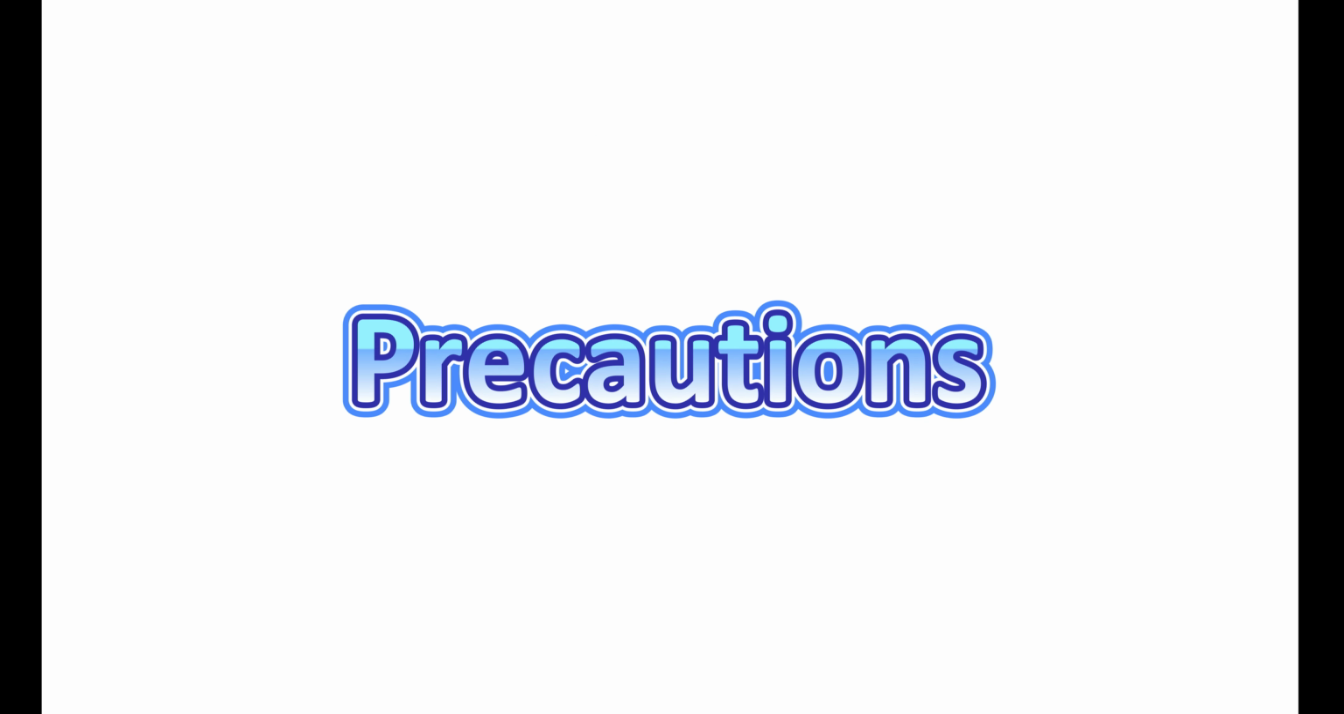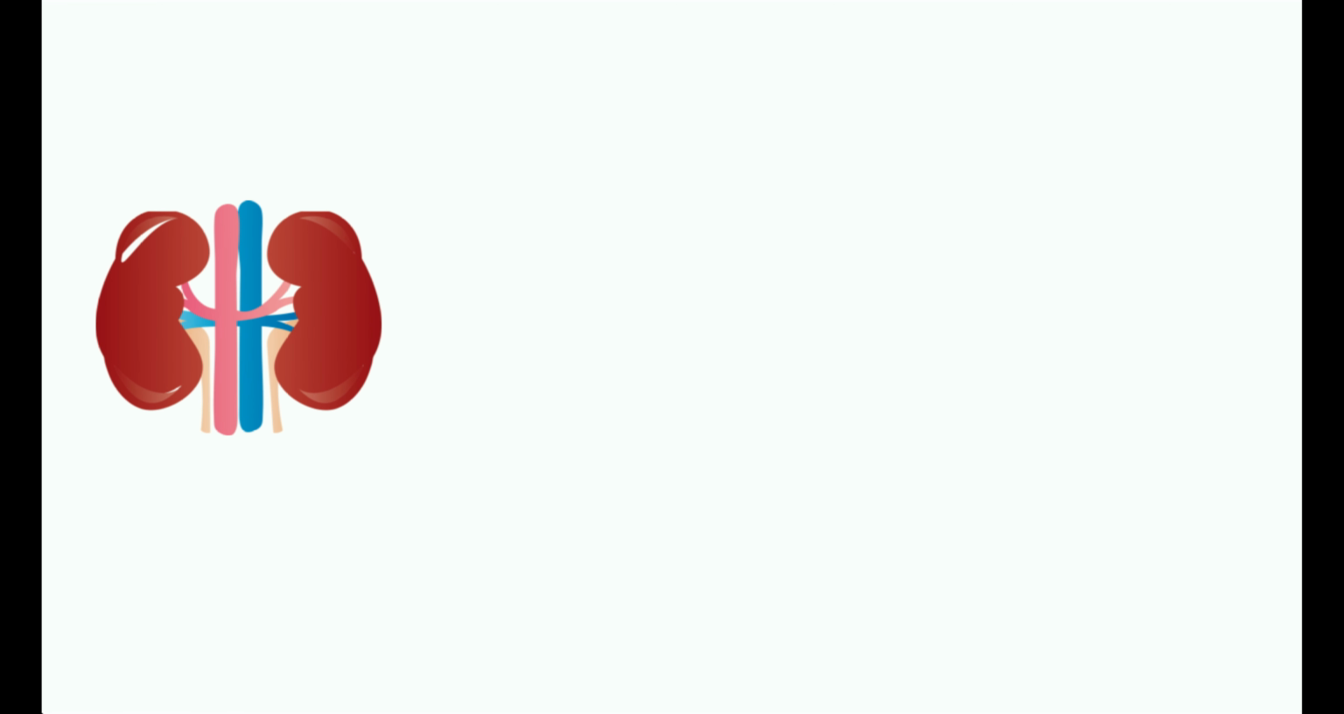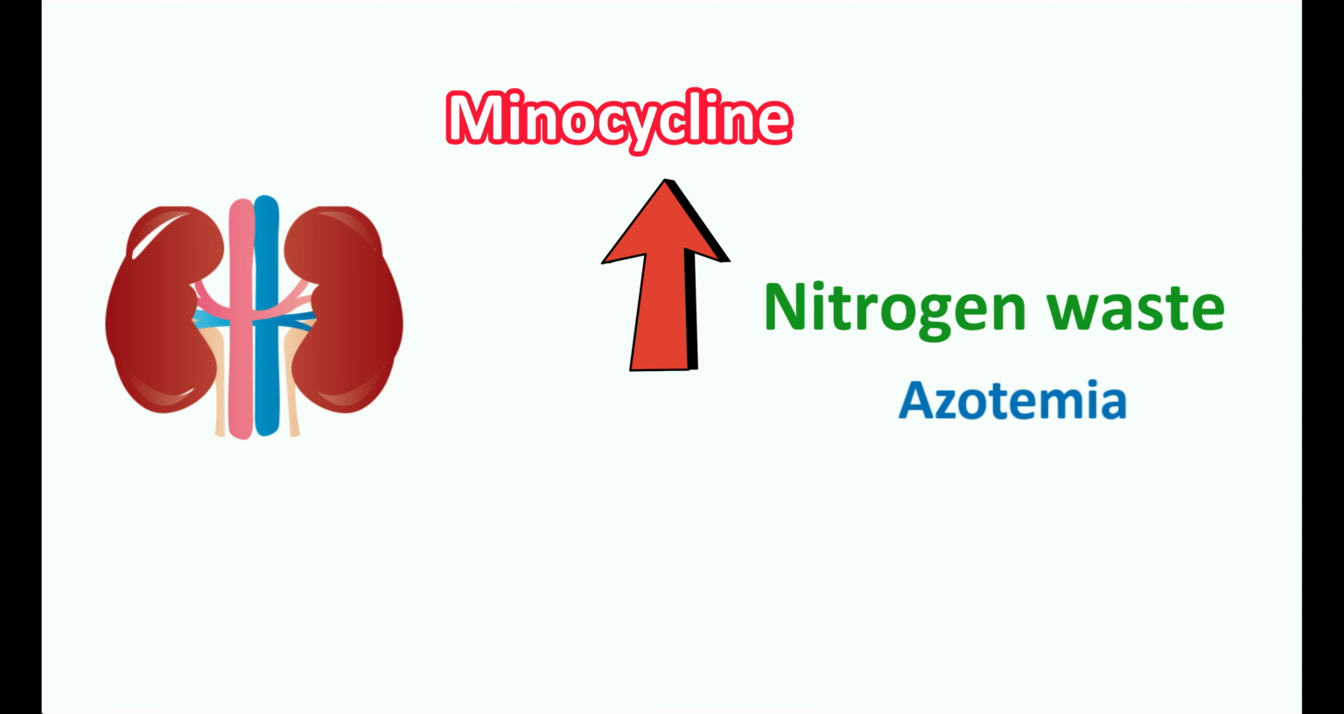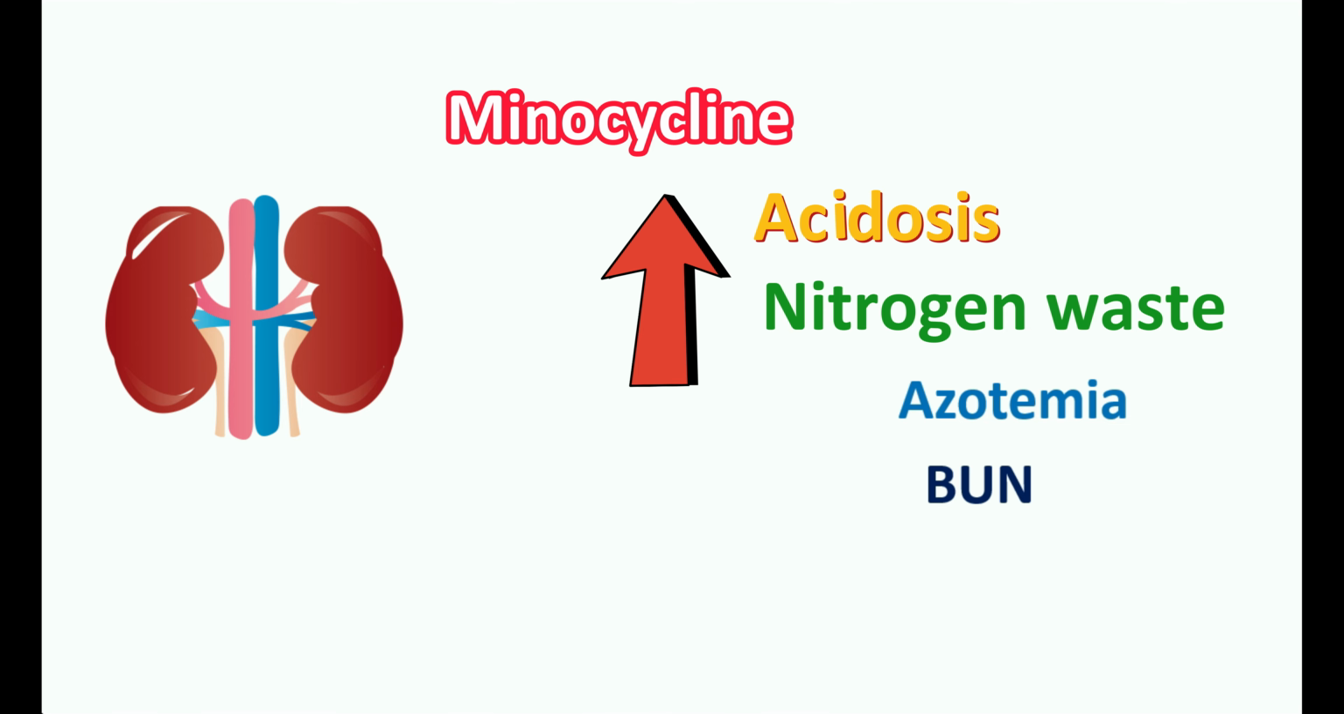Now let us see the precautions of this medication. In people with renal impairment, minocycline should be carefully used because this medication can develop one of the conditions, azotemia. This is a condition of increased nitrogen waste that is accumulated in the body. It can also increase the levels of blood urea nitrogen, which may produce various side effects like anorexia, nausea, and even increased acidosis in the body.